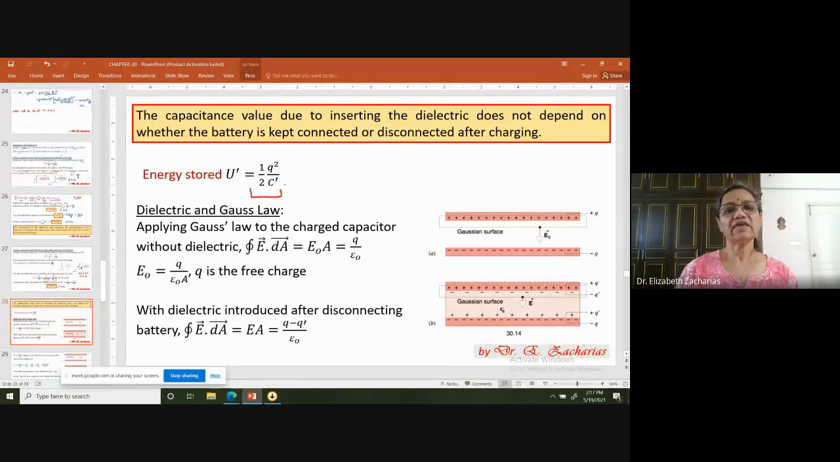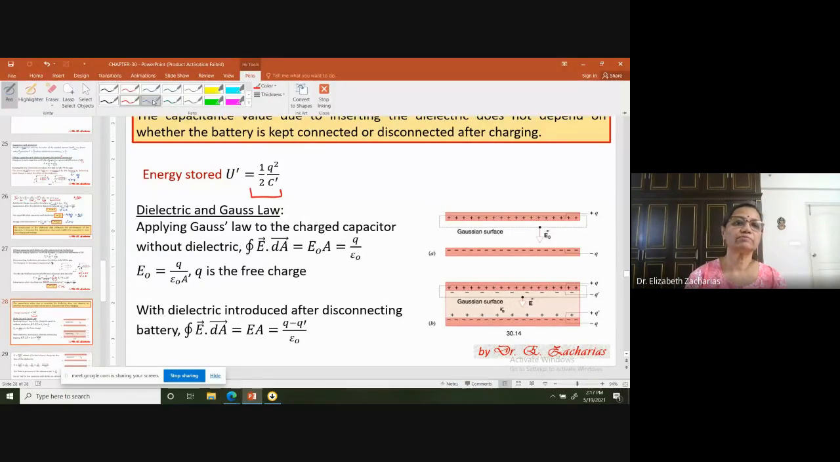After looking at this, can you tell me what happens to the energy stored? Will it increase or decrease? What is the initial energy? Half Q square by C. Final energy is half Q square by C prime. Denominator is greater in the second case. Therefore, energy decreased. Okay? Please expect these questions in the examination.